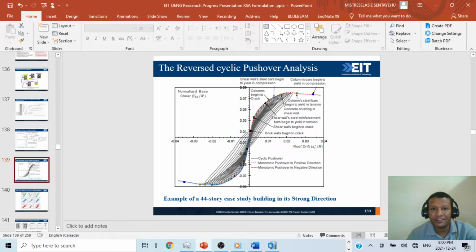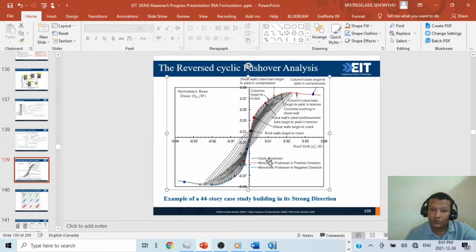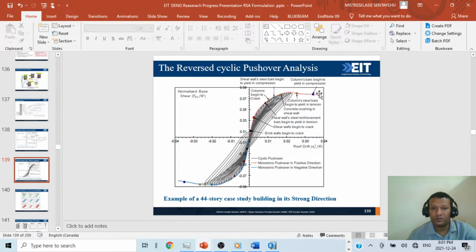Again, this one is the reverse cyclic. Instead of only monotonic, you can make it cyclic also. You see, this is cyclic pushover. This is monotonic pushover in the positive direction and monotonic pushover in the negative direction. So we have cyclic and we have monotonic pushover also.